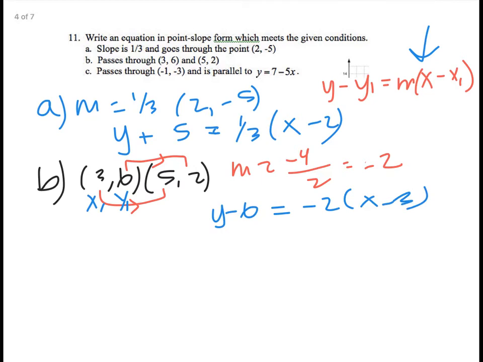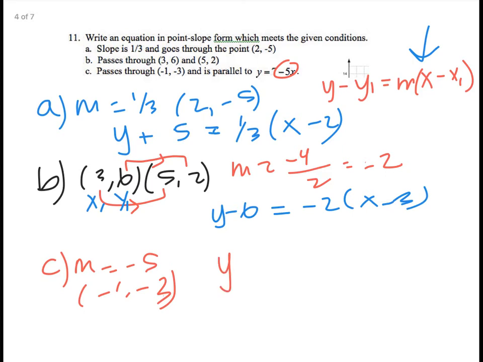Okay, and then for C, it says passes through negative 1, negative 3, and it's parallel to y equals 7 minus 5x. Well, if it's parallel, it's going to have the same slope, so my slope's going to stay negative 5. So m is going to equal negative 5. And then I have my point, negative 1, negative 3. Again, it's a little sloppy, sorry. Working on the iPad.